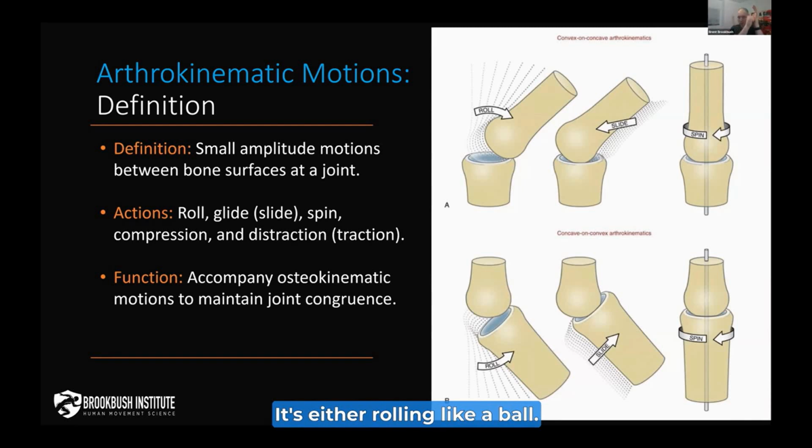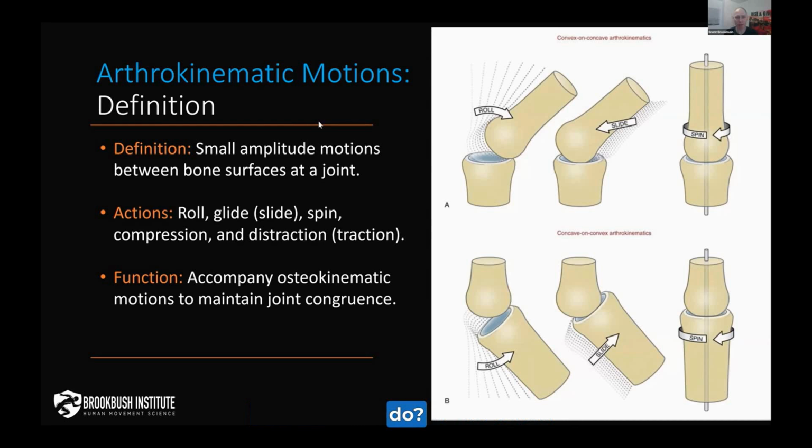So it's either rolling like a ball or gliding. If you imagine a pool ball on a pool table, this really helps. Rolling would be just what it sounds like. Gliding would be gliding across the table without rotation, right? Spin would be spinning like a top. Compression would be being pressed into, and distraction would be being pulled away from that surface.